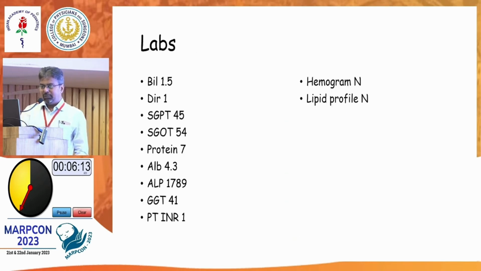In investigations, the bilirubin was mildly raised, 1.5 with a direct fraction of 1, SGOT, SGPT mildly raised. The GGT is 41, PT INR normal, hemogram normal, lipid profile normal. So this is a different presentation of infantile cholestasis. When I say infantile cholestasis, you should remember at least 3 different presentations. One is the first presentation, failure to thrive with jaundice or cholestatic, direct jaundice. Second is the itching. It's very important to know itching as a presentation of infantile cholestasis.